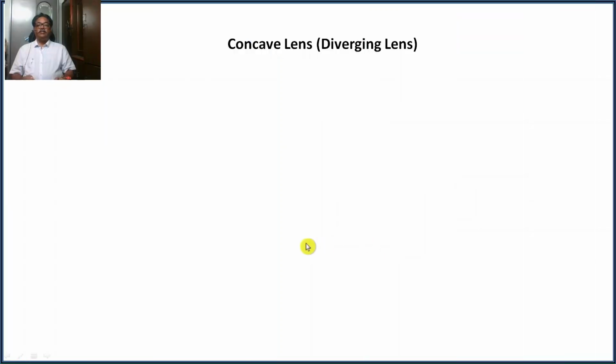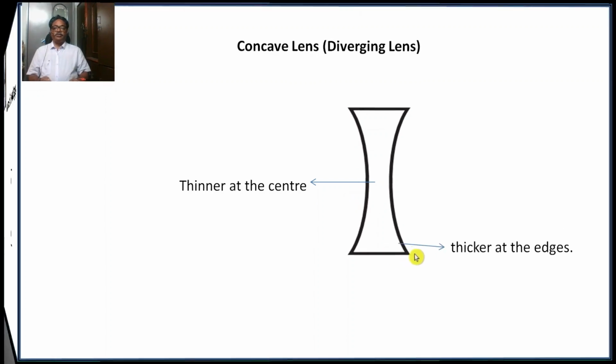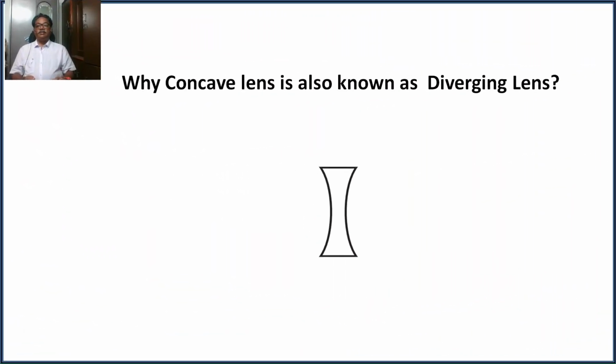Next one is concave lens. Concave lens is also known as diverging lens. Concave lens is like this, at least one side curved or both sides curved like this. It is thinner at the center and thicker at the edges. Why is concave lens also known as diverging lens?